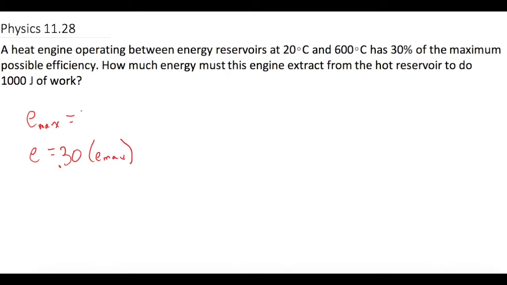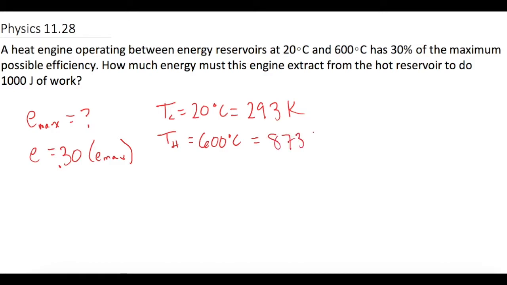And so we don't know E max right now. And then they tell us that it's operating between two temperatures. So temperature for cold is 20 degrees Celsius, which is 293 Kelvin, and T hot is 600 degrees Celsius, which is equal to 873 Kelvin.